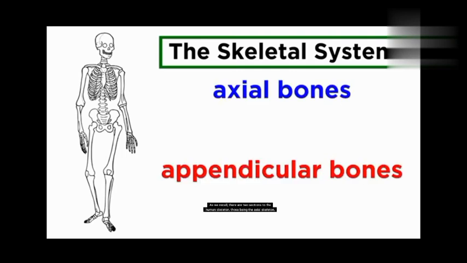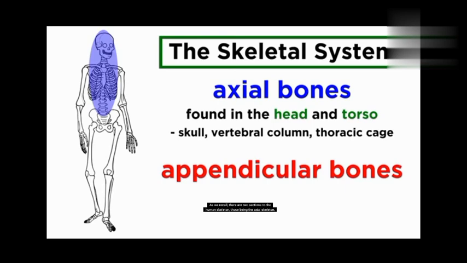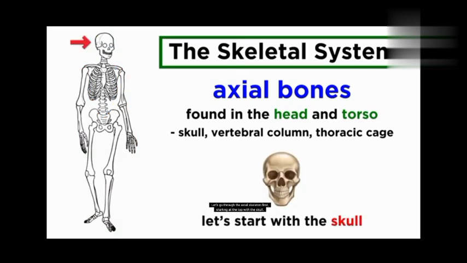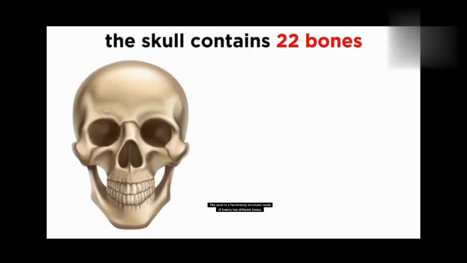As we recall, there are two sections to the human skeleton, those being the axial skeleton, made of the skull, vertebral column, and thoracic cage, and the appendicular skeleton, made more or less of just the limbs. Let's go through the axial skeleton first, starting at the top with the skull. The skull is a fascinating structure, made of 22 different bones.